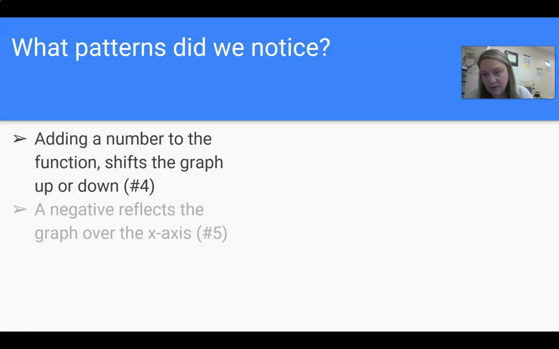All right, what else did we see? In graph number 5, when we had a negative being multiplied to my base, it reflected the graph over the x-axis. Remember, that one got flipped upside down.